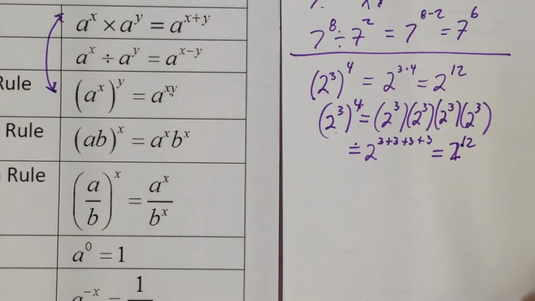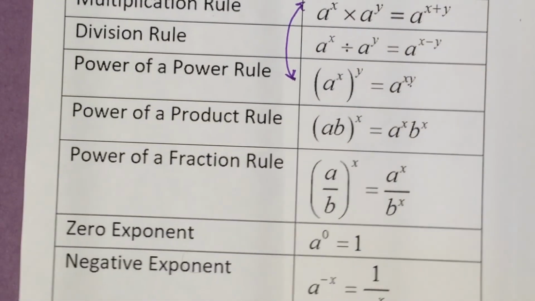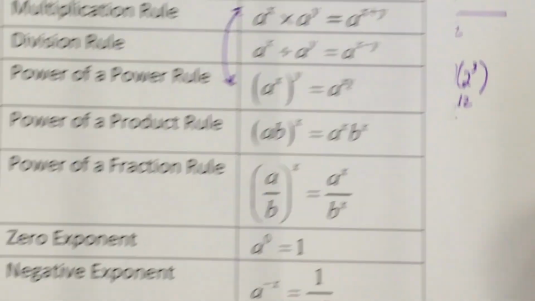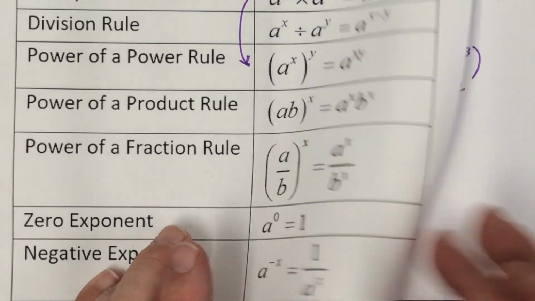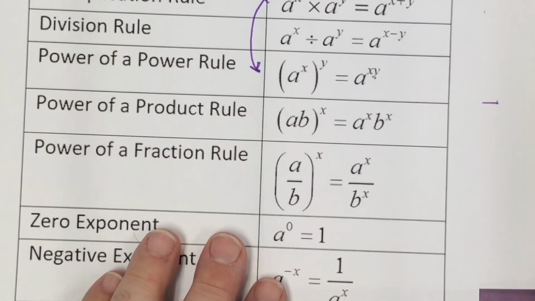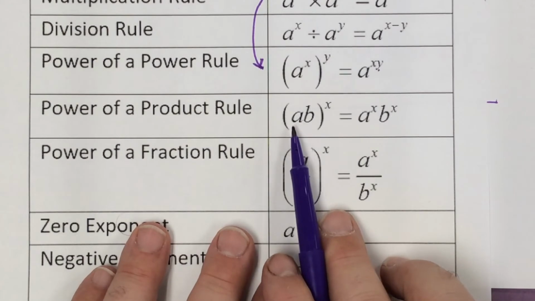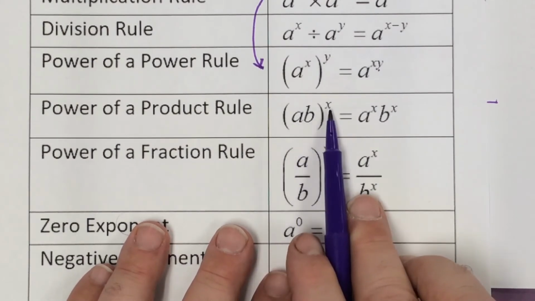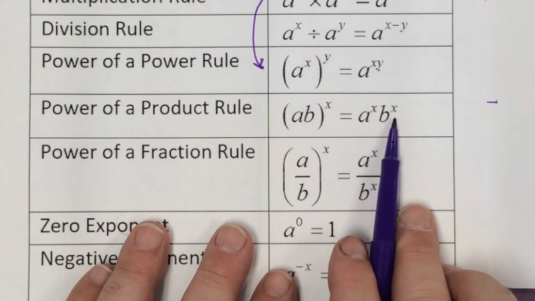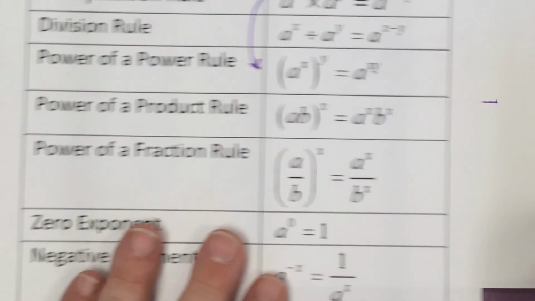So I'm going to go ahead and show the power of a product rule next. That's this rule here. Let me make sure I bring this up so I don't confuse these explanations. All right, the power of a product rule. It says we have the quantity a times b raised to the x. This is going to be equal to a to the x times b to the x. So let's take a look at what that looks like.